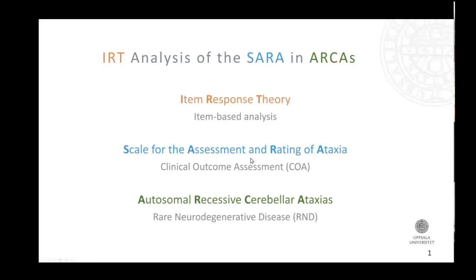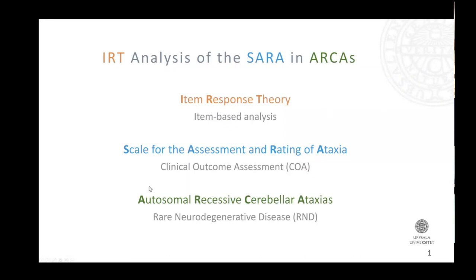So I will return to talk a little bit more about item response models in major diseases, common diseases, because that's where it's been used a bit more. But now I will be shifting to the use in two rare disease projects that we have ongoing under the EJP RD grants. And one of them is an IRT analysis of the SARA in autosomal recessive cerebellar ataxias.